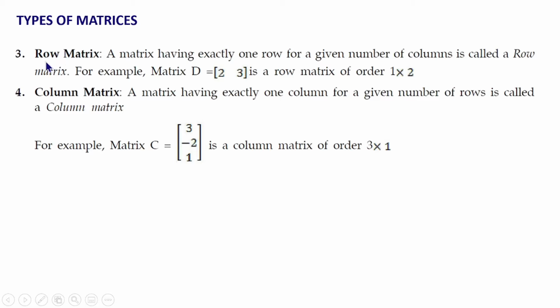Now moving on, row matrix. If a matrix has got exactly one row, then it is called a row matrix. This is an example. So it is a row matrix of order 1 by 2. So usually a row matrix is represented by 1 by n. Next, moving on to column matrix. A matrix having exactly one column is called a column matrix for a given number of rows. So this is a column matrix of order 3 by 1. So usually a column matrix is given by m by 1.